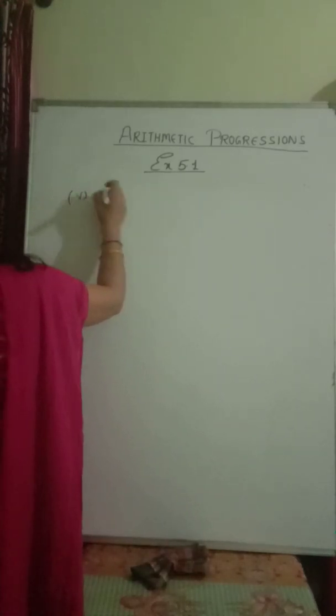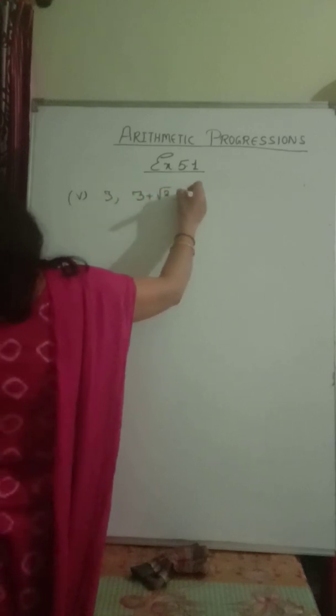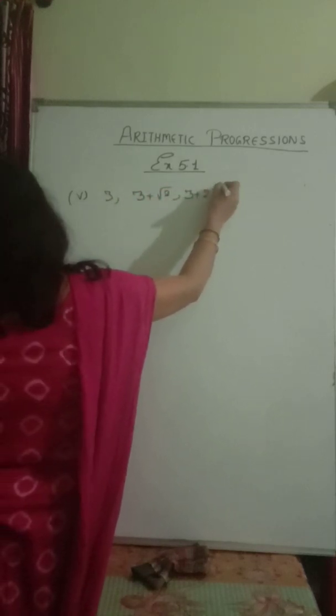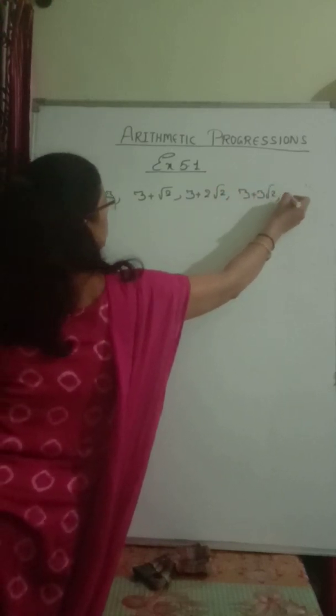Fifth part is 3 plus root 2, 3 plus 2 root 2, 3 plus 3 root 2, up to so on.